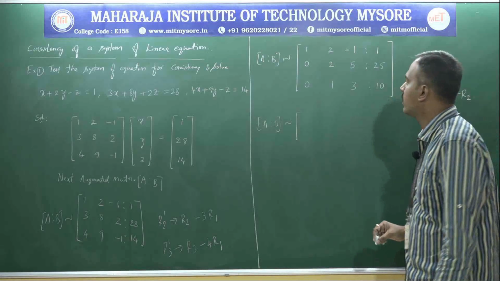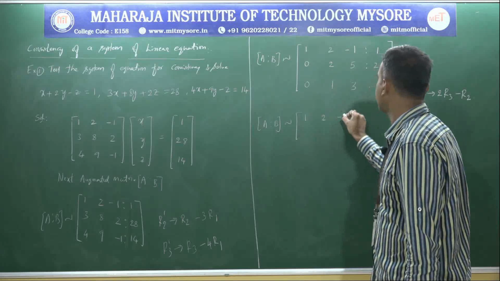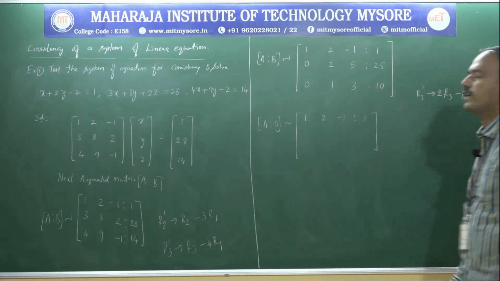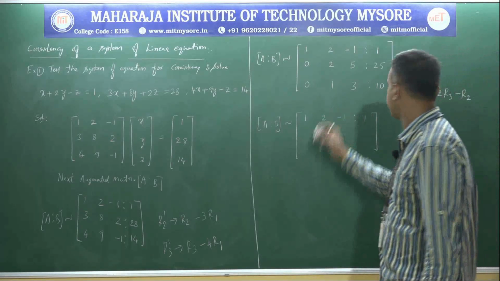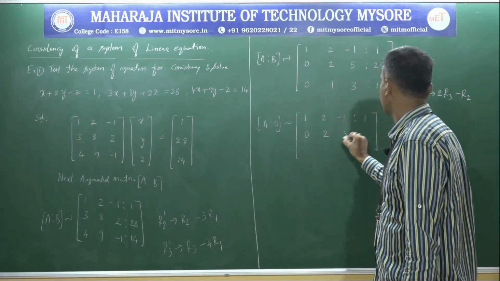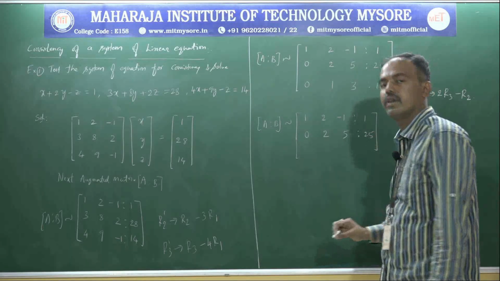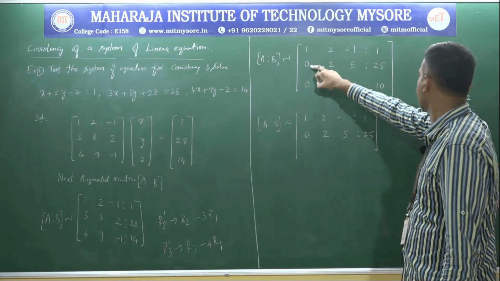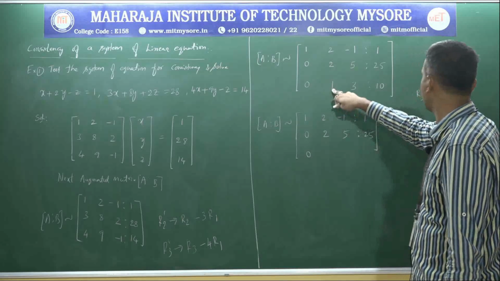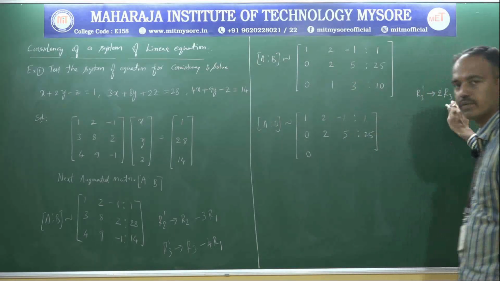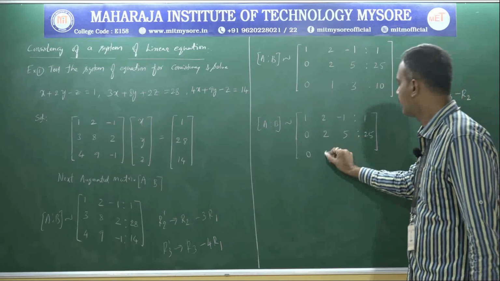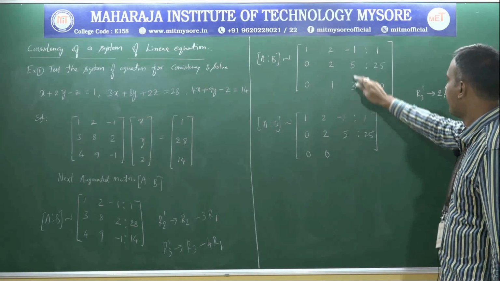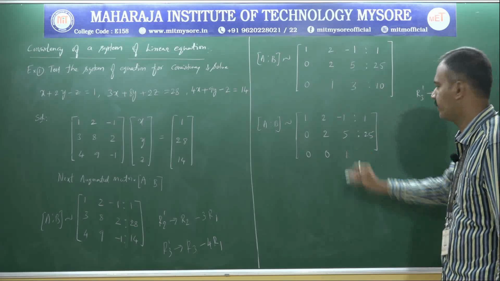Now the augmented matrix. The first row has no changes, the same elements. Next, the second row also has no changes, the same elements. Now apply the row transformation, 2 into R3: 0 here, 0 here, and 2 into the 1 minus row 2. 2 into R3, 6, minus R2, 1.